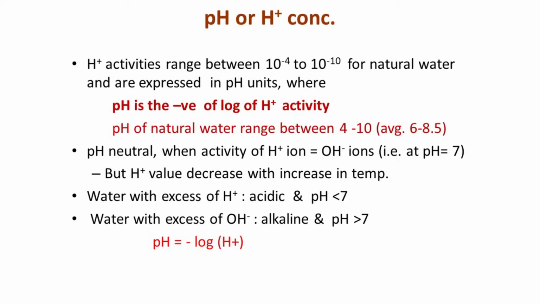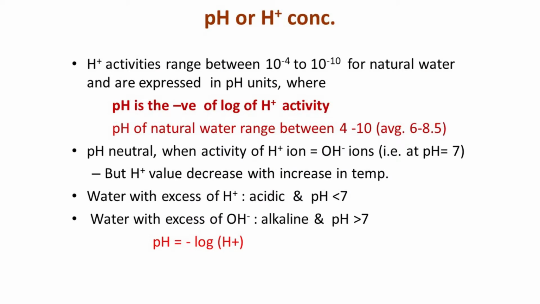Now, another unit or parameter is pH. This is a very important characteristic as far as the quality of groundwater is concerned. It is the hydrogen ion concentration and represented as pH. The hydrogen ion activity ranges between 10 to the power minus 4 to 10 to the power minus 10 for natural water and is expressed in pH units, where pH is a negative of log of hydrogen ion activity. pH of natural water ranges between 4 to 10, the average being 6 to 8.5.